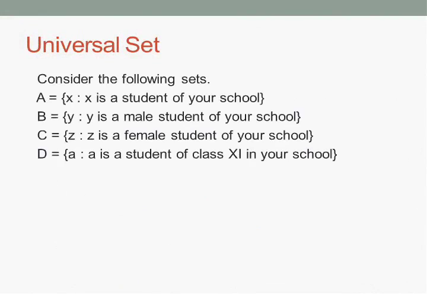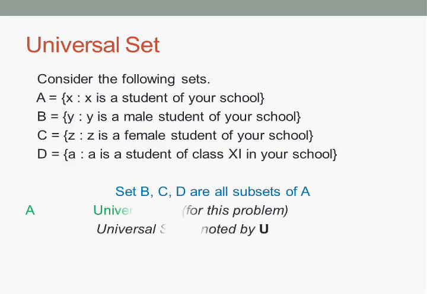Universal set. Consider the following sets. A equals set of all x such that x is a student of your school. B equals set of all y such that y is a male student of your school. C equals set of all z such that z is a female student of your school. D equals set of all a such that a is a student of class 11 in your school. Clearly the sets B, C, D are all subsets of A. A can be considered as the universal set for this particular example.